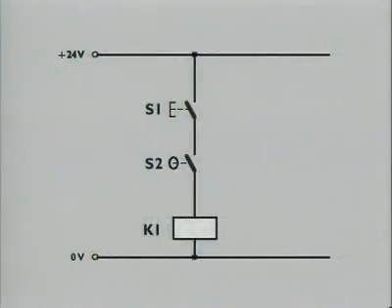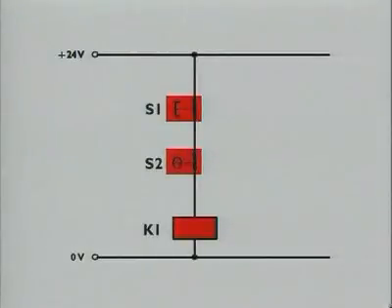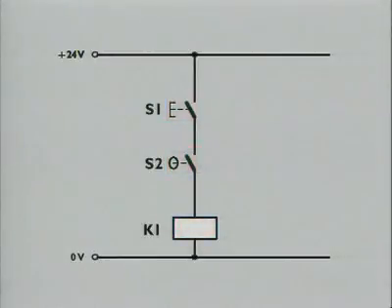And this is how it is shown in the circuit diagram. If the two switch elements with their normally open contacts are connected in series, current can only flow when both contacts are closed. This is an AND function. Push button and door contact.